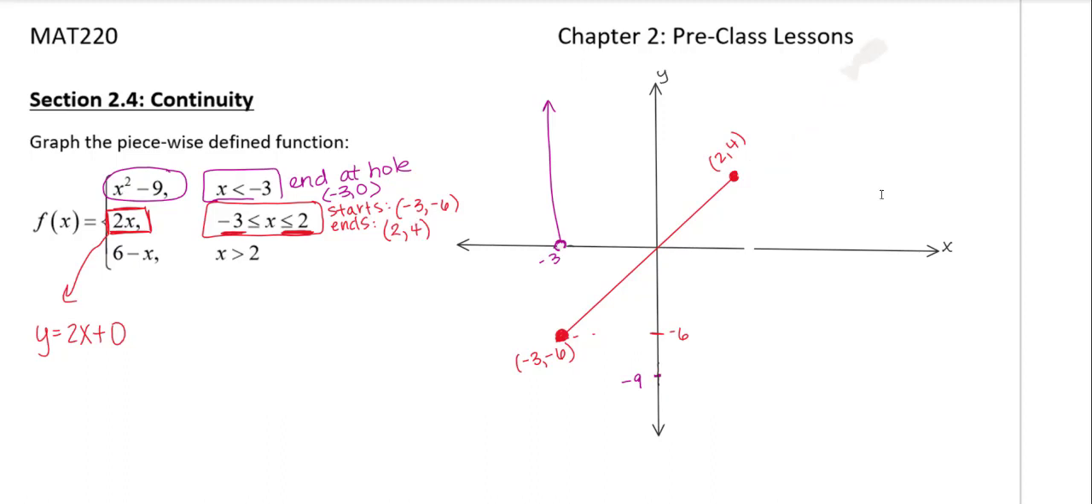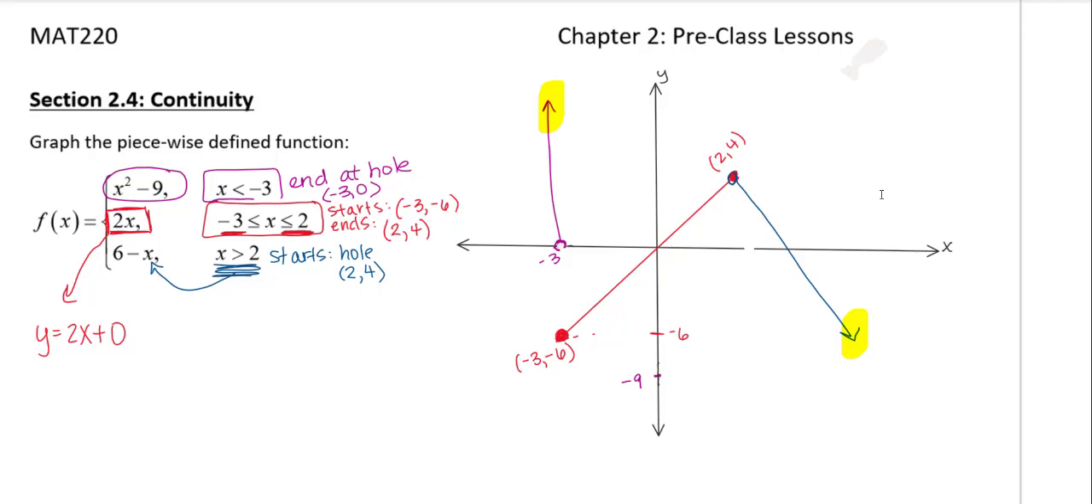And then my third piece of this is going to start at an open 2, comma something. Well, let's figure out what something is. It starts where x is greater than 2. So if I put 2 in for x, 6 minus 2 is 4. So I would make this an open point at 2, 4, but see, it's already closed in, and it has a slope of -1, so it looks something like so. So I do have arrows on the ends, the arrow on the left end and the arrow on the right end, but in between you are disjointed.